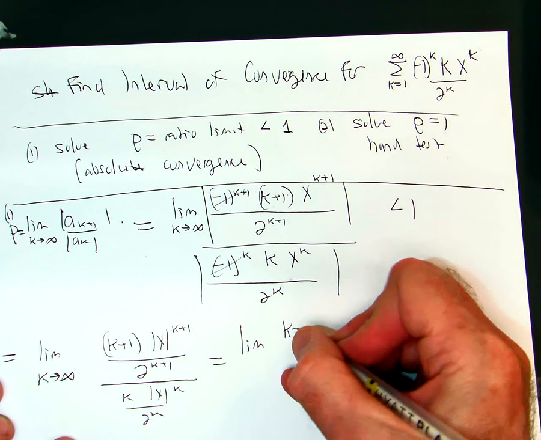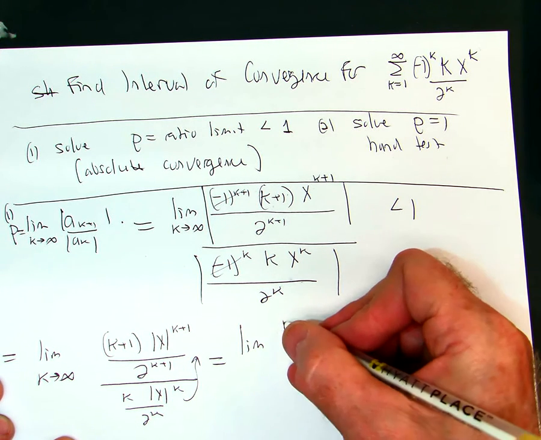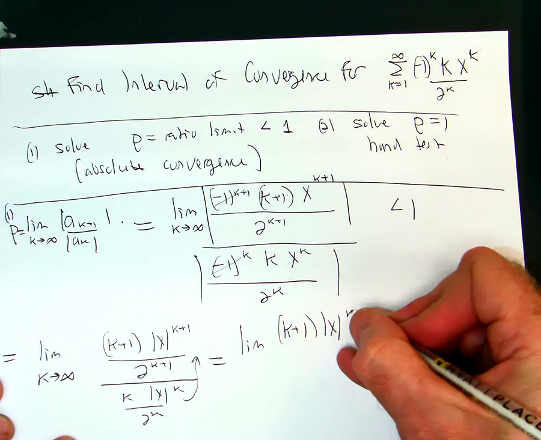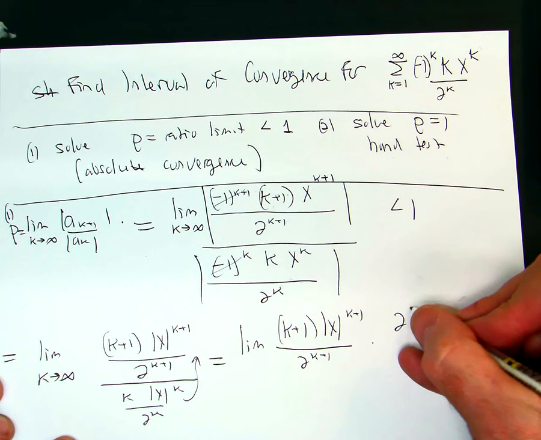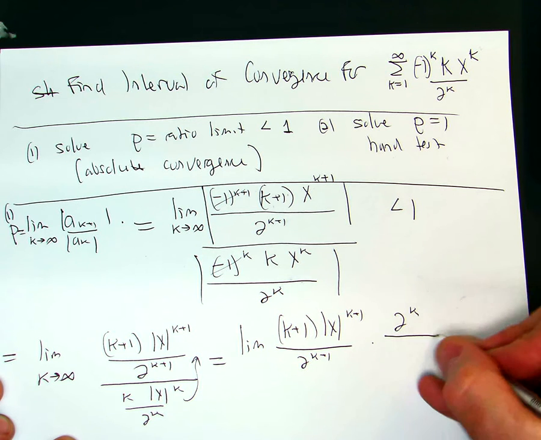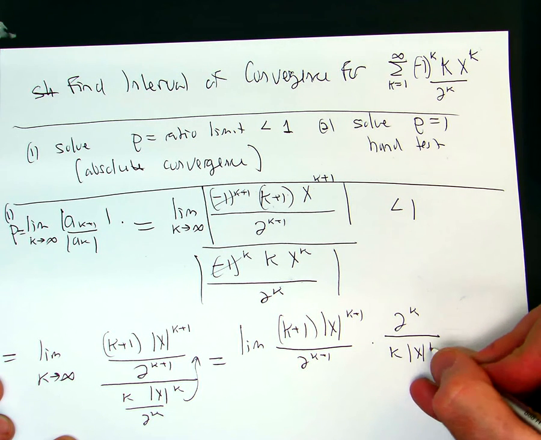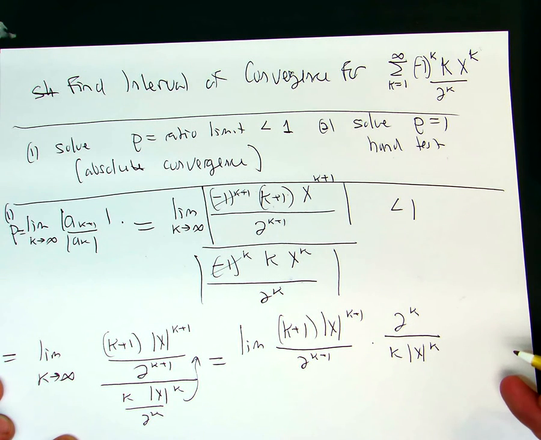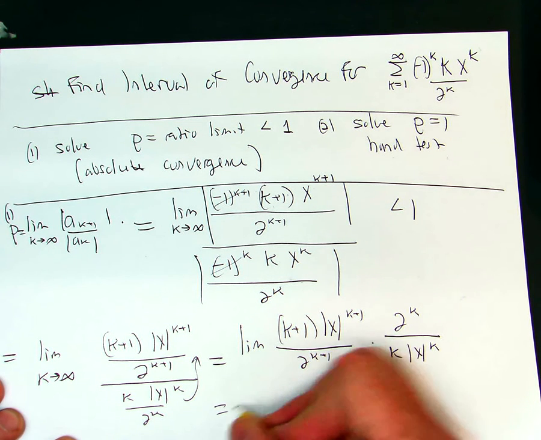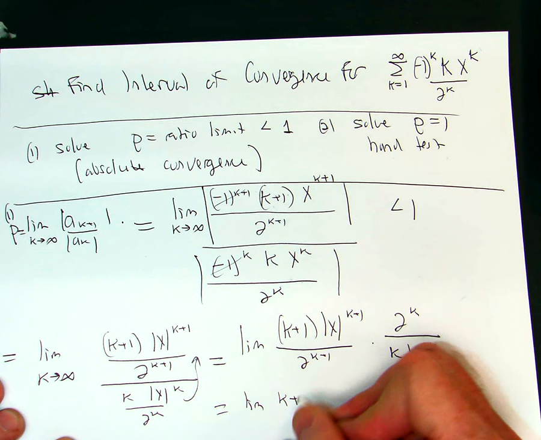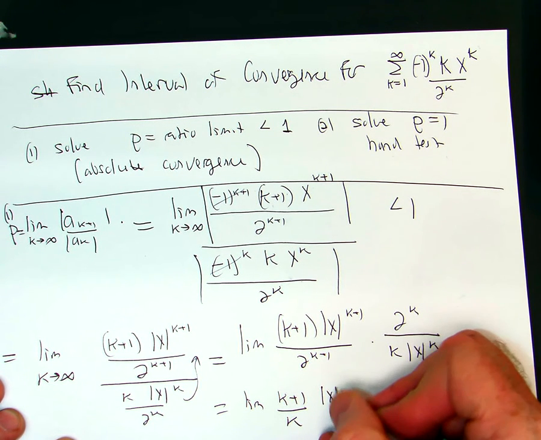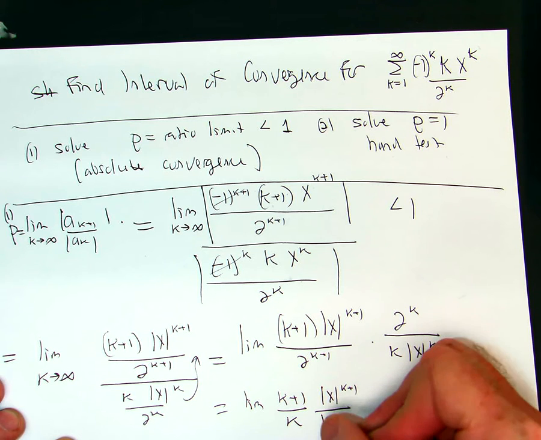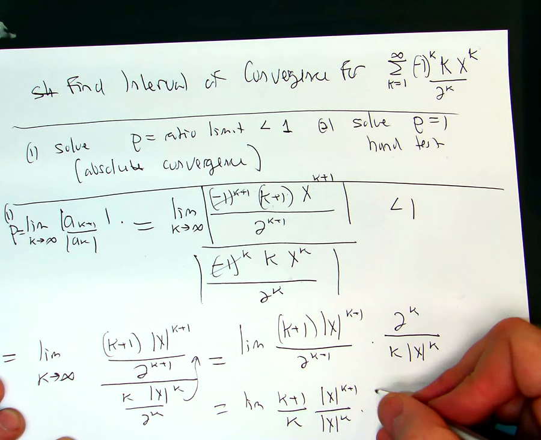So I get k plus 1. I'm going to bring this up here, and feel free to use shortcuts here. Over 2 to the k plus 1. I invert and multiply. Okay, so I get that. And I can get some cancellation here, but I like to rewrite things. So we get like terms over like terms, and I get limit this one over this, and this one over this.